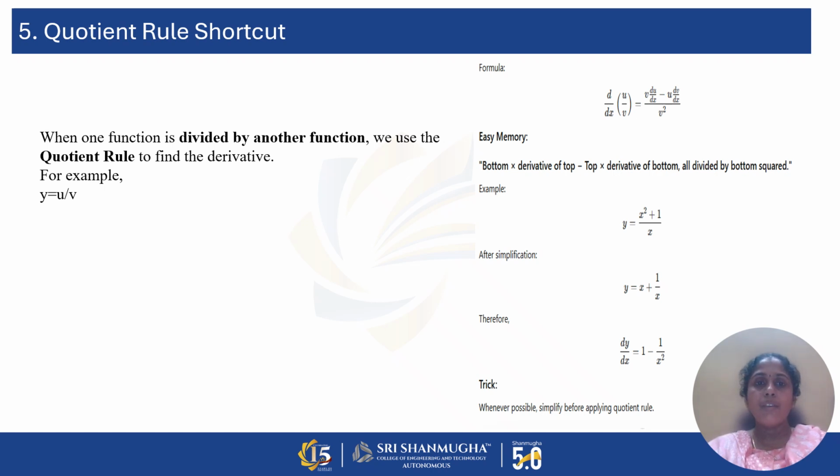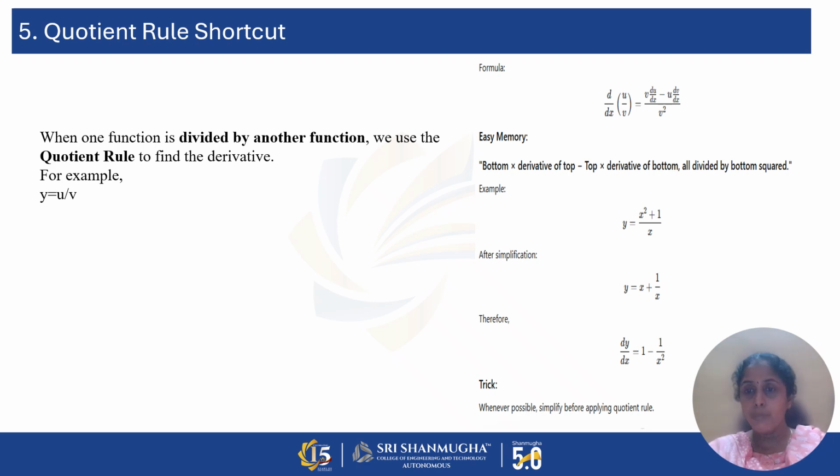Quotient rule. When one function is divided by another function, we use the quotient rule, for example, y equal to u by v. So d by dx of u by v equal to v into du by dx minus u into dv by dx, divided by v squared. So the easy memory technique is bottom into derivative of top minus top into derivative of bottom, all divided by bottom squared.